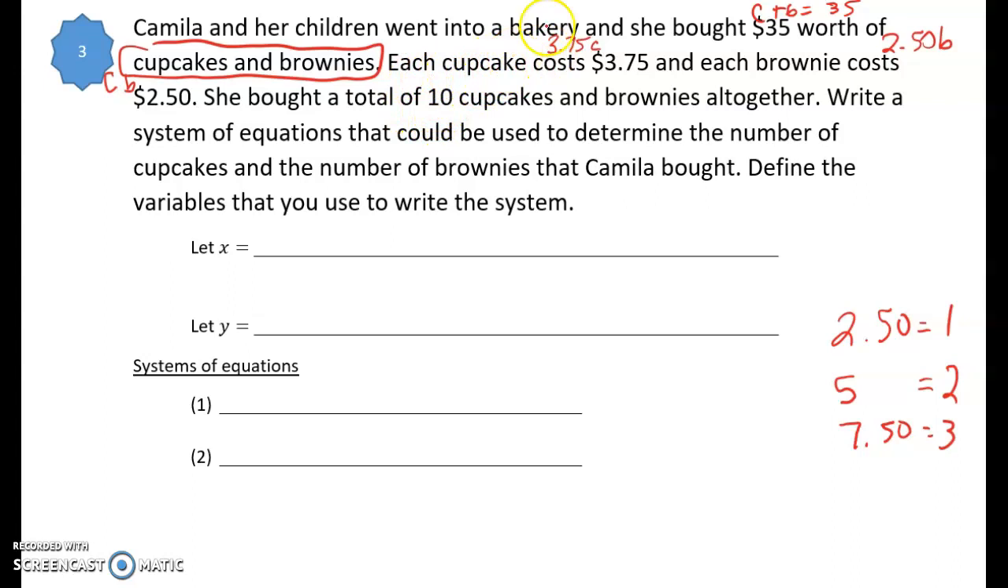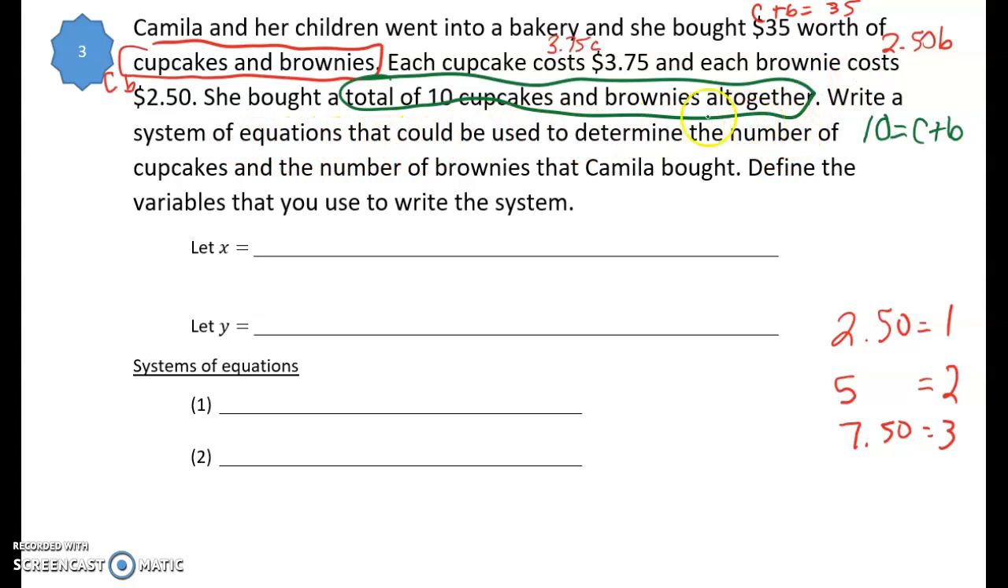She bought a total of 10 cupcakes and brownies. So when you add your cupcakes plus your brownies together, we're going to get 10. Okay, so look at this, a total of 10 cupcakes and brownies all together. So how does that work mathematically? Well, I have my 10 equals my cupcakes plus my brownies. Okay, so that's the number of brownies.